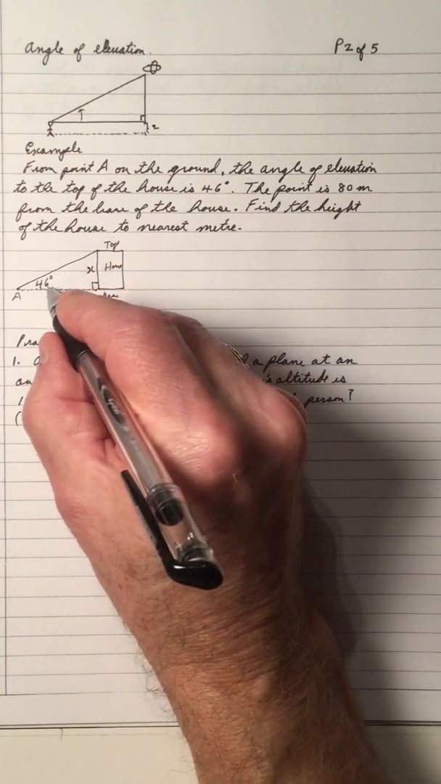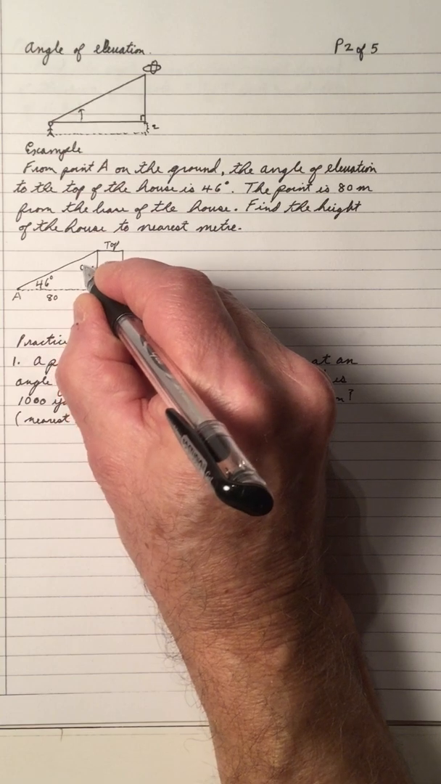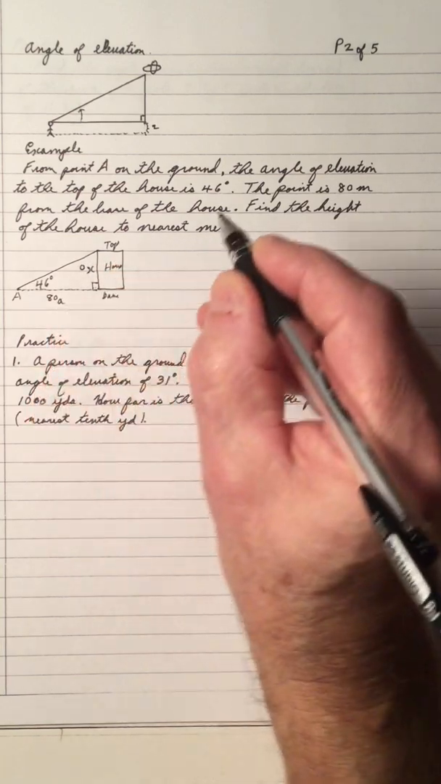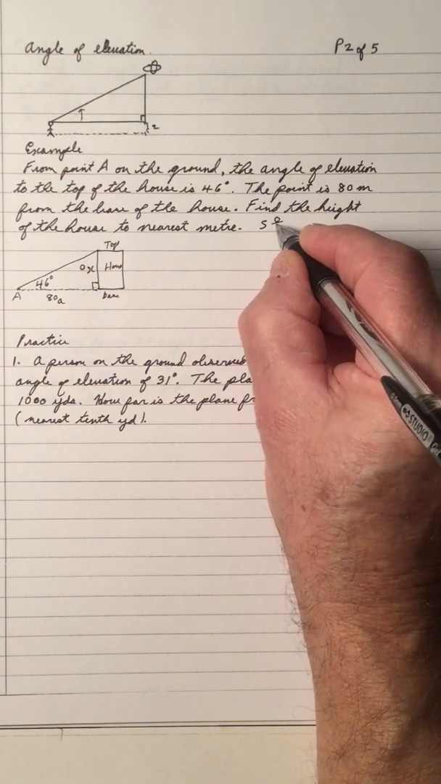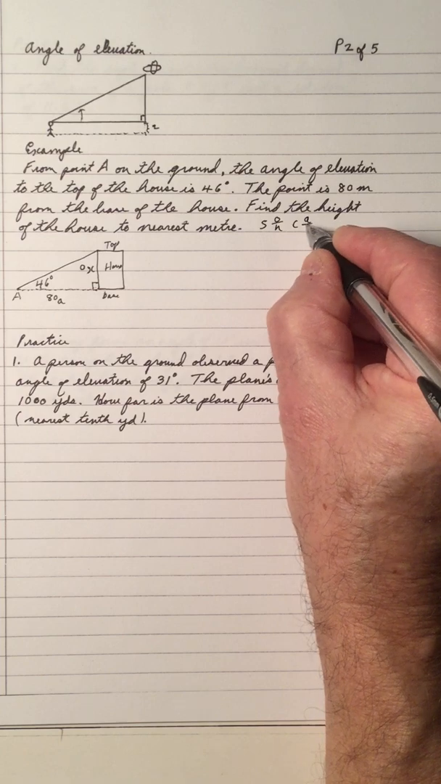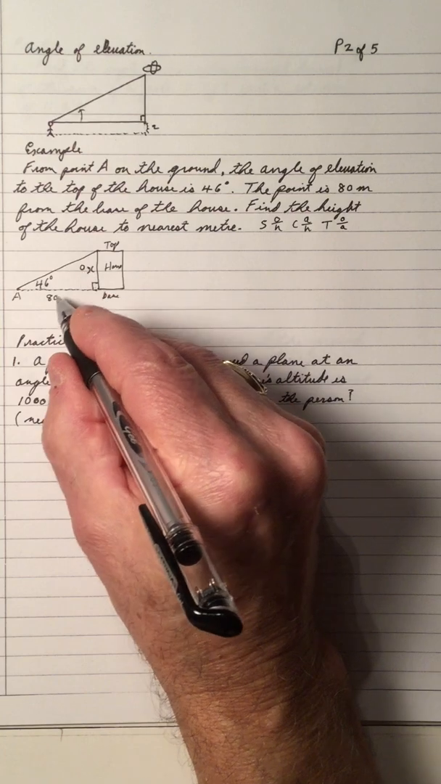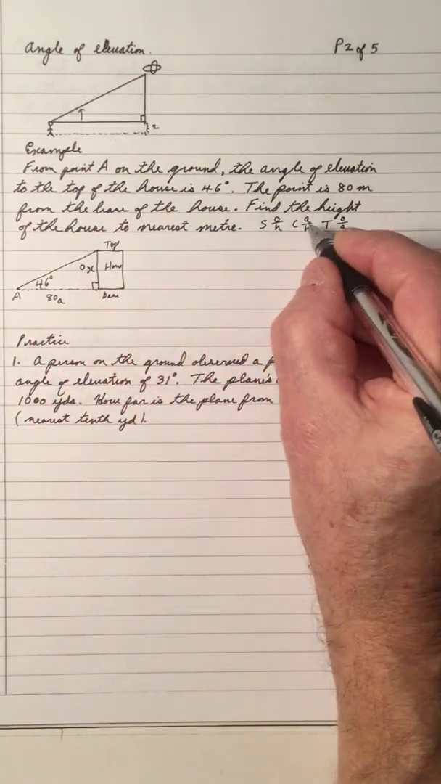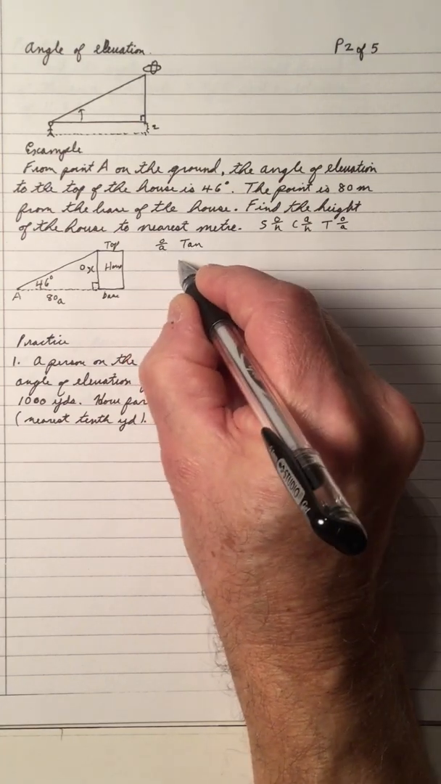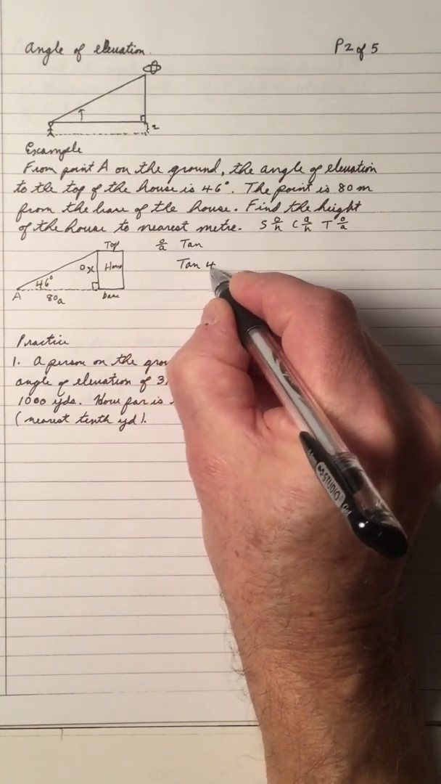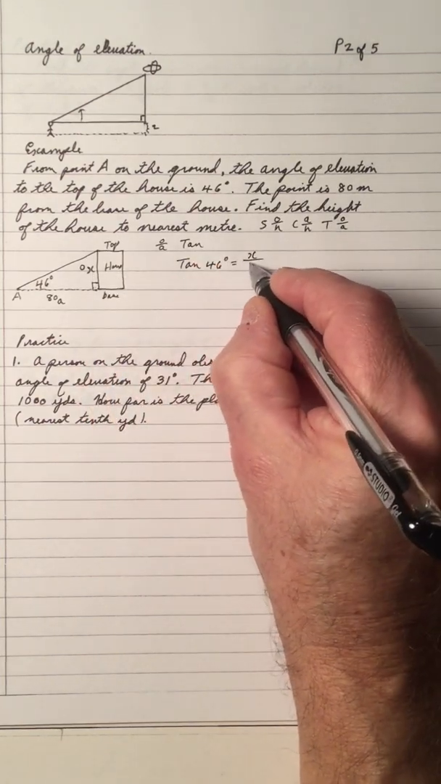So I have to solve this triangle. That means that 46 is this angle, so this is the opposite side, and this is the adjacent side. And we've got to do SOHCAHTOA. Sine is opposite over hypotenuse. Cos is adjacent over hypotenuse. Tan is opposite over adjacent. So I have opposite and adjacent, so I have a tan. So it's the tan of the angle, 46, is opposite, which is x, over 80.